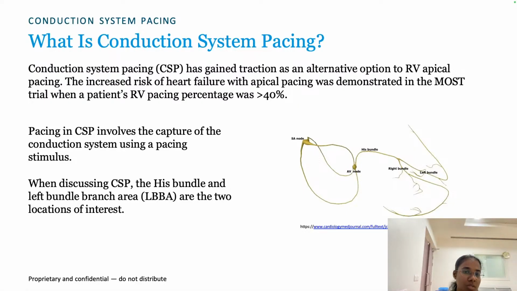We have a study called the MOST study. In the MOST study, they found that patients having apical pacing more than 40% of the time might develop heart failure in future. So conduction system pacing is a solution for the patient to prevent heart failure.